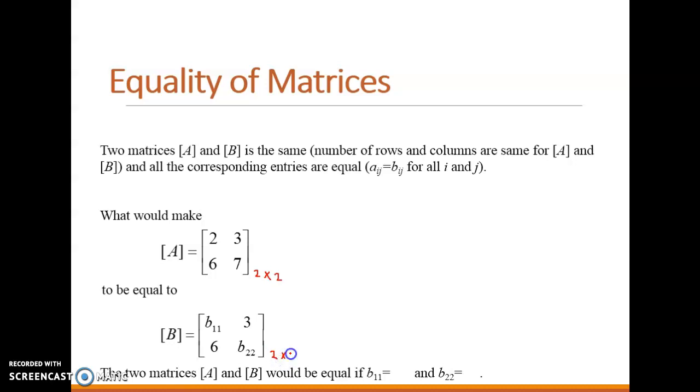So if the matrices are equal, it means all the elements are equal. So A11 will be equal to B11, A12 will be equal to B12, A21 will be equal to B21 and A22 will be equal to B22. So in this case B11 will be 2 and B22 will be 7. So this is the fundamental meaning of the equality of matrices, that the order is the same and all the corresponding entries are also equal.